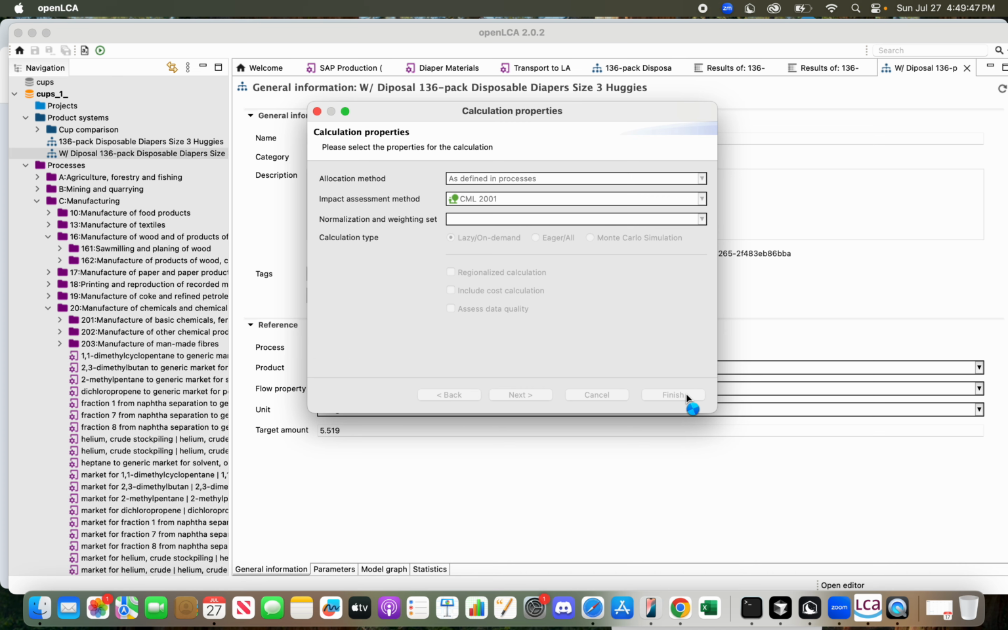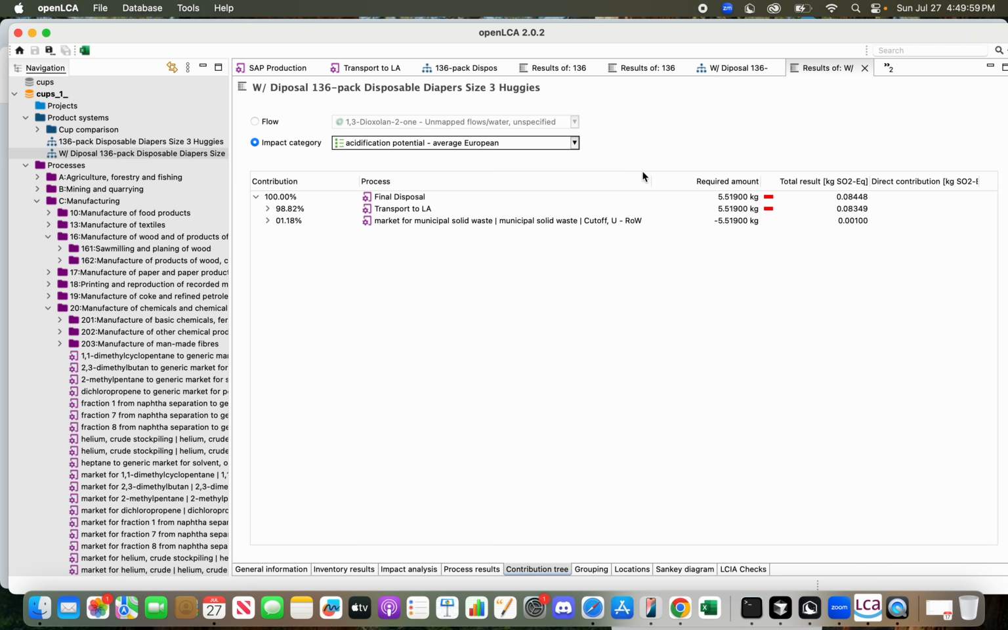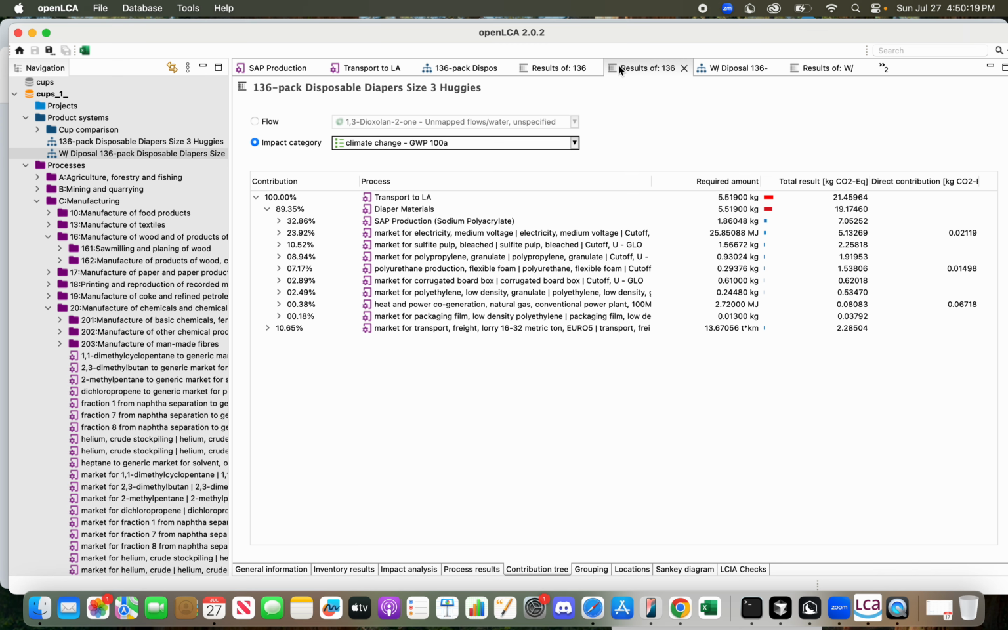I will note that Dayrise does have a much better user interface. I'm not a huge fan of OpenLCA. The UI is not great. But going into the results, we can see here the carbon footprint when you include disposal and landfill of the diapers is around 24.55 kilograms of CO2 for 136 diapers. So if we go back to the other one, we can see it's about 3 kilograms higher.